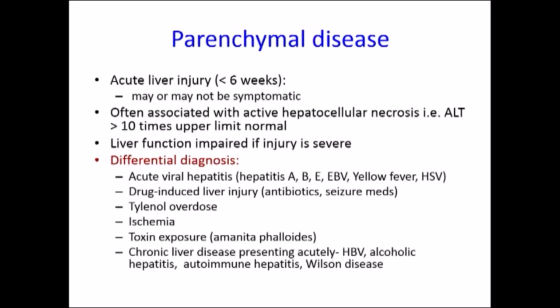And I think my next talk is on drug-induced liver injury, so I'm not going to say a whole lot more about it. Tylenol overdose, ischemia, exposure to toxins. And there's a possibility that certain chronic diseases can actually present acutely with high levels of liver enzymes and acute hepatocellular necrosis. The ones to remember are hepatitis B, alcoholic hepatitis, autoimmune hepatitis, and Wilson disease.